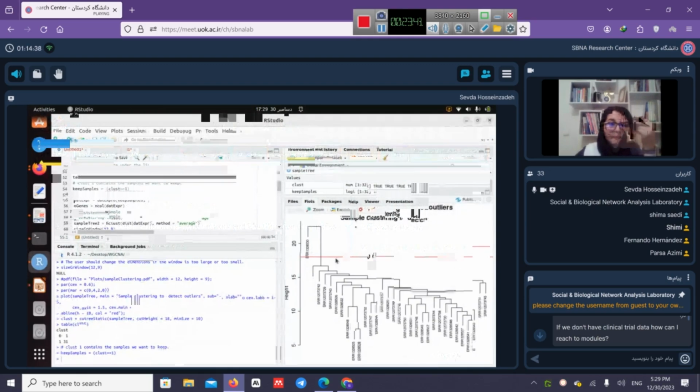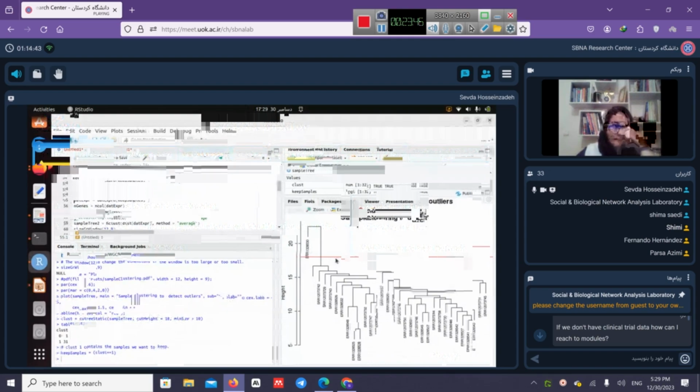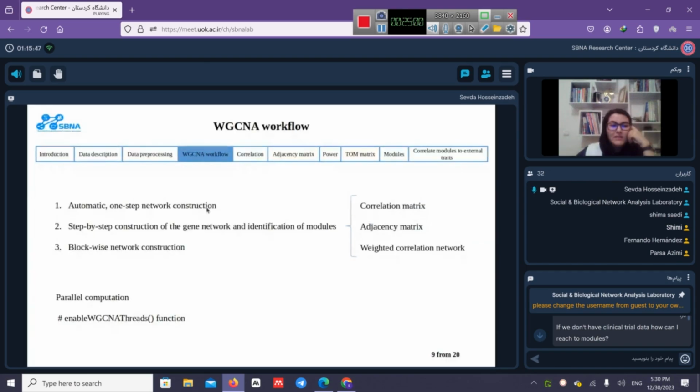Preparing our data, we have three types of method, and one of them is the automatic method. It's one-step network construction. It's not a suitable method and it's not flexible. But step-by-step construction of the gene network and identification of modules is one of the suitable methods, and today we're gonna talk about all of the steps of this method.